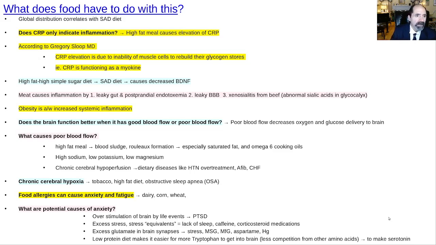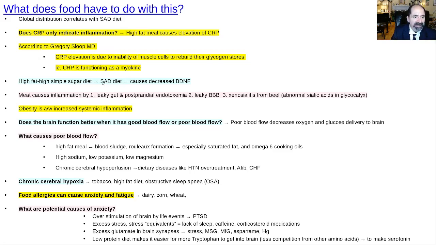So continuing on, if you type into your computer browser, what is the global distribution of depression, for example, you'll see that it pretty much matches the standard American diet, the westernized diet, which is a very high-fat diet. It also has a lot of simple sugars. And of course, it elevates C-reactive protein in the blood. That's an acute phase reactant released by the liver in the setting of inflammation or infection. But it's also elevated when you eat a high-fat meal, and that's thought to be a myokine effect from the muscle signaling that it's not able to replenish its glycogen. That's Gregory Sloop, MD. He's like the best atherosclerosis researcher.